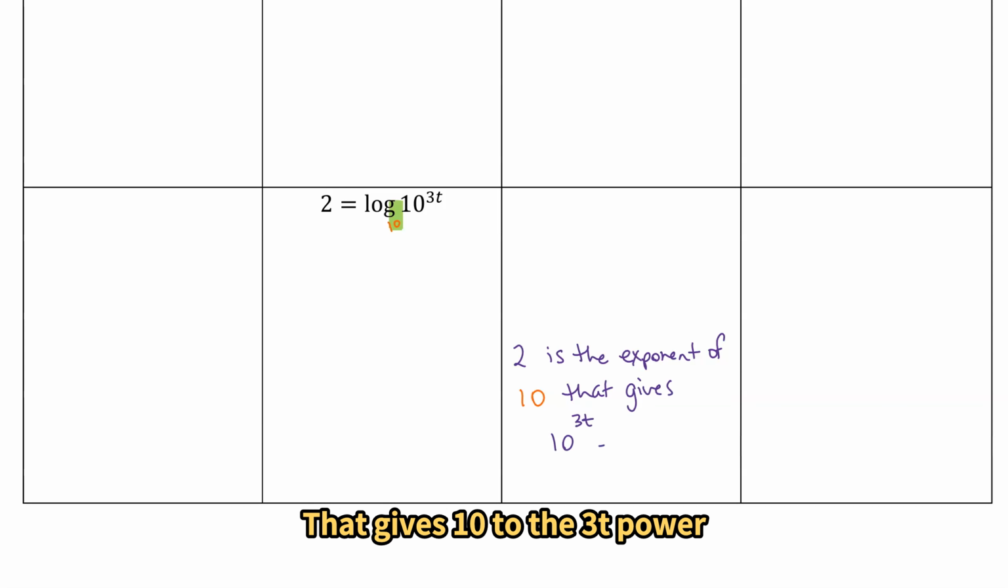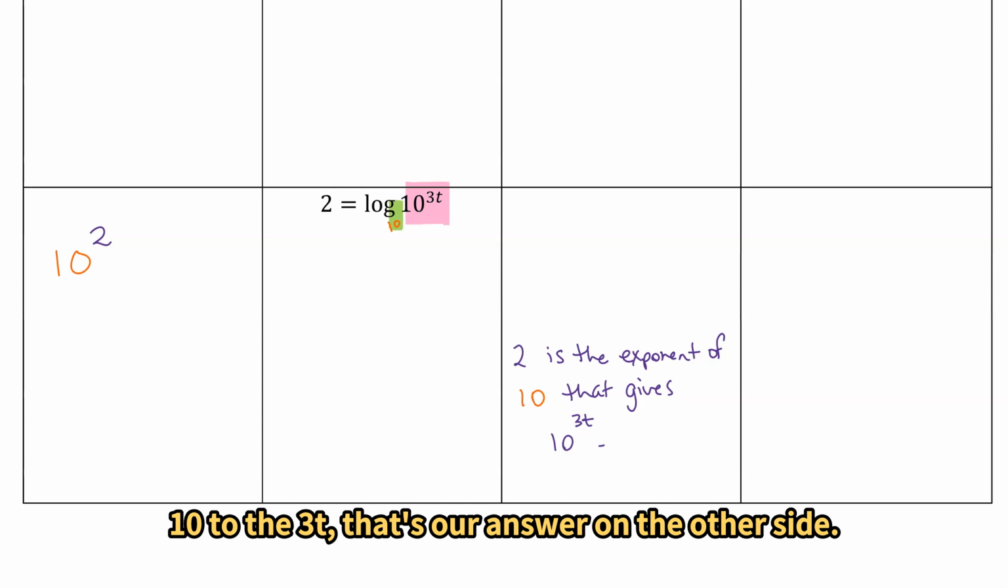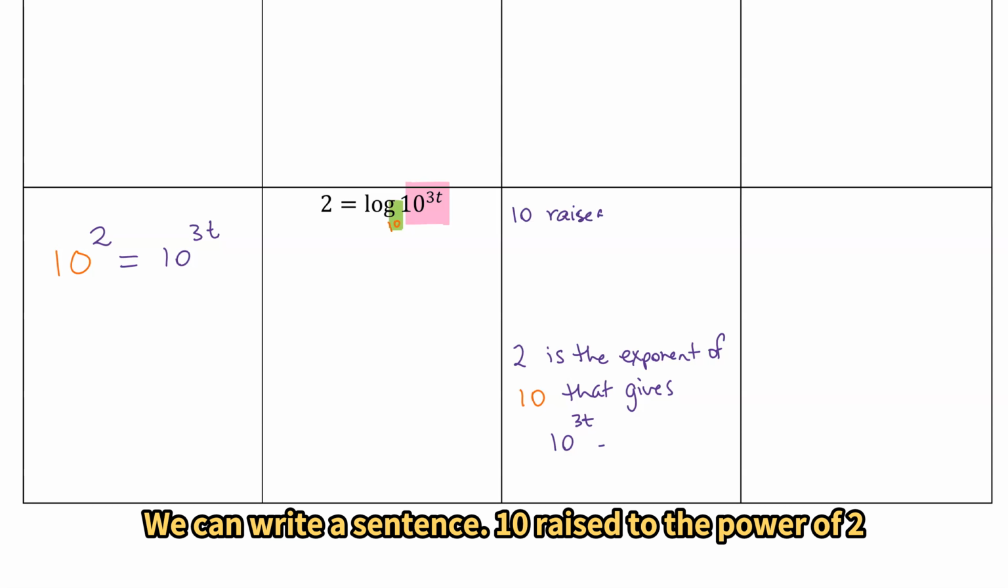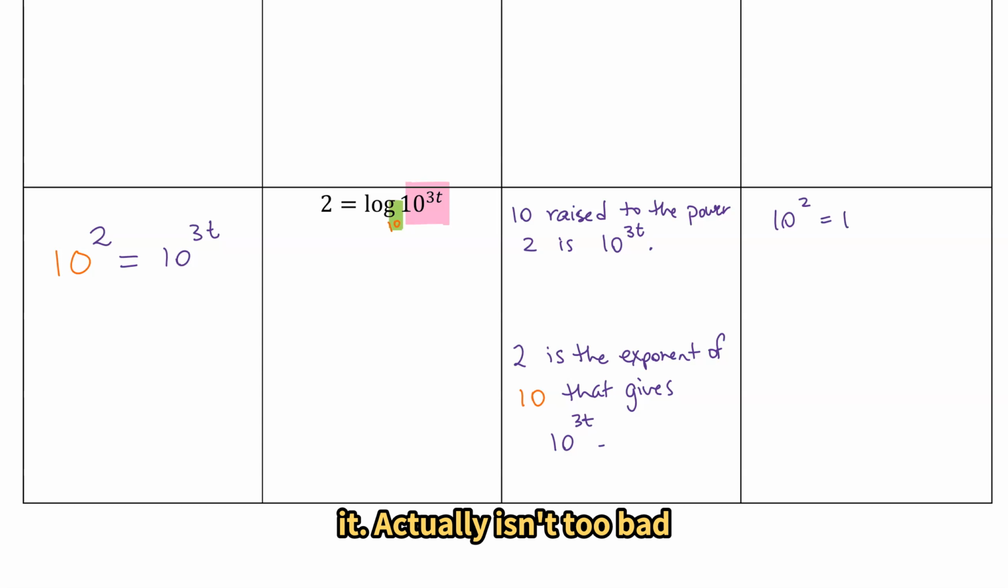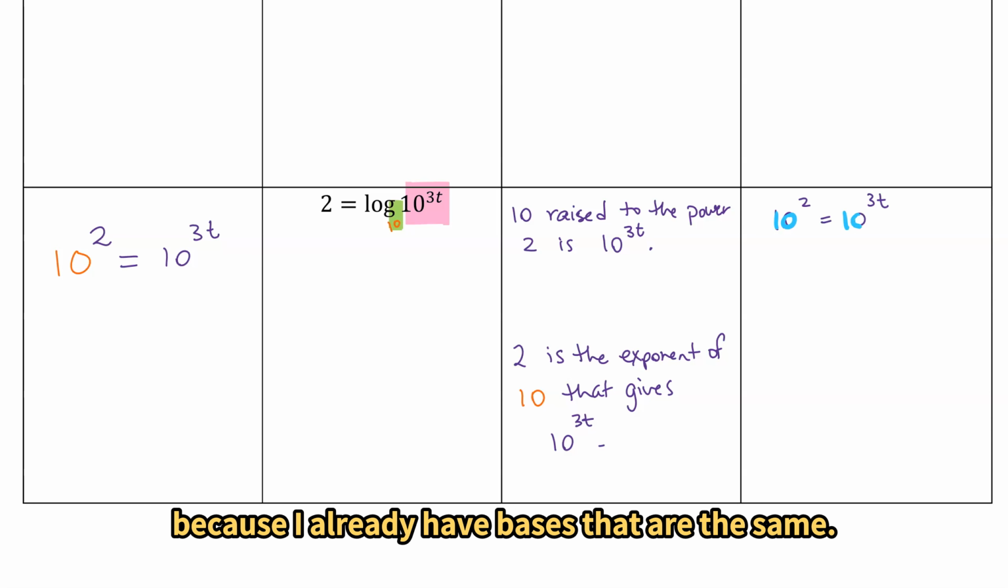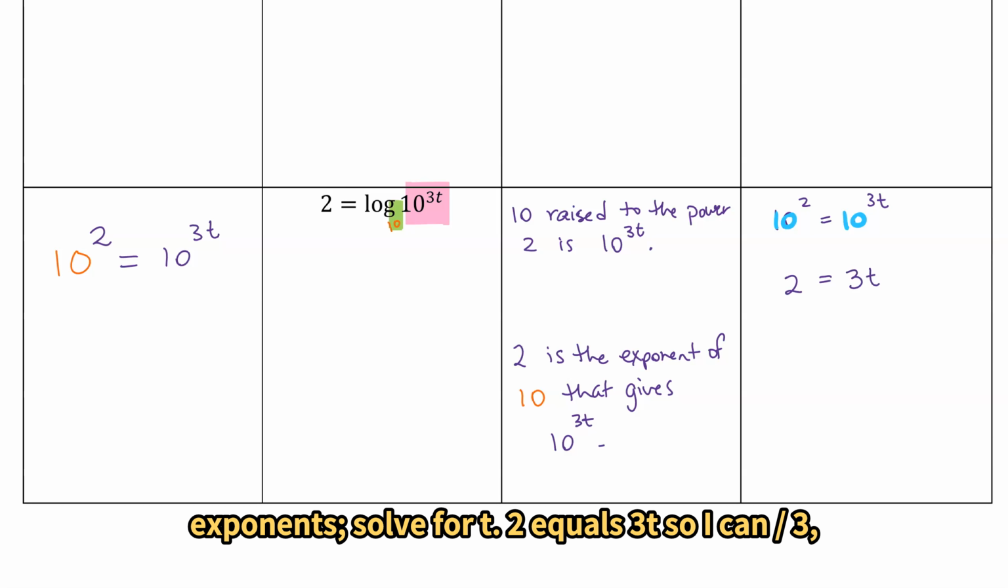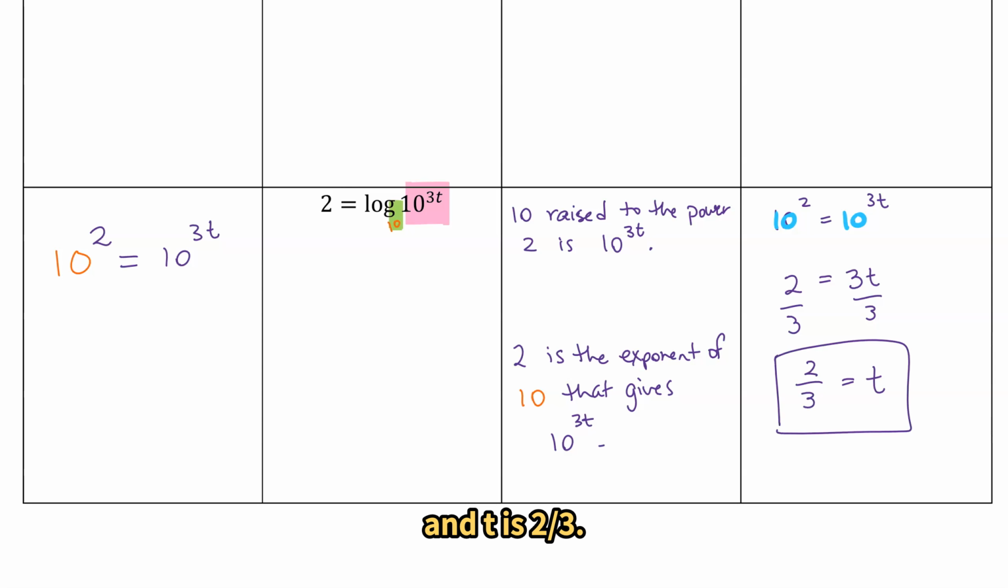So we can have 10 as our base, 2 is the exponent, and then this whole piece right here, 10 to the 3t, that's our answer on the other side. We can write our sentence, 10 raised to the power of 2 will give me 10 to the 3t. And solving it actually isn't too bad because I already have bases that are the same. So I just need to equate the exponents, solve for t. 2 equals 3t, so I can divide by 3, and t is 2/3.